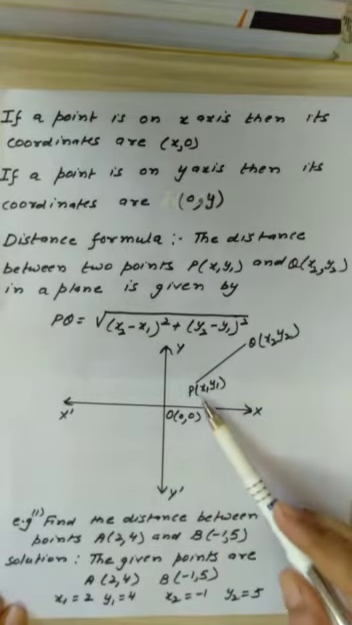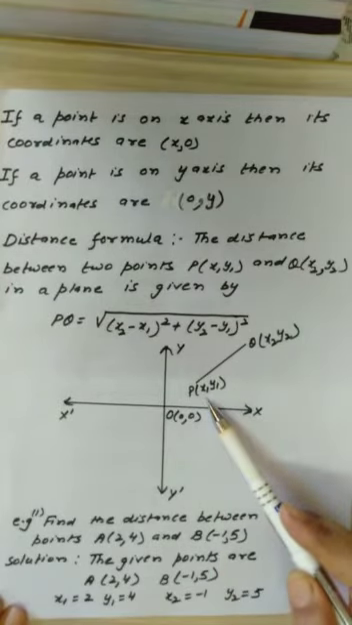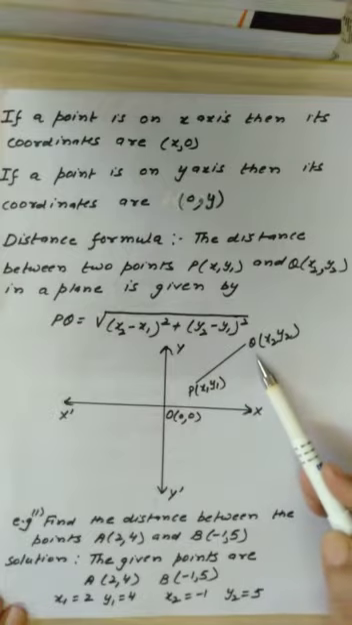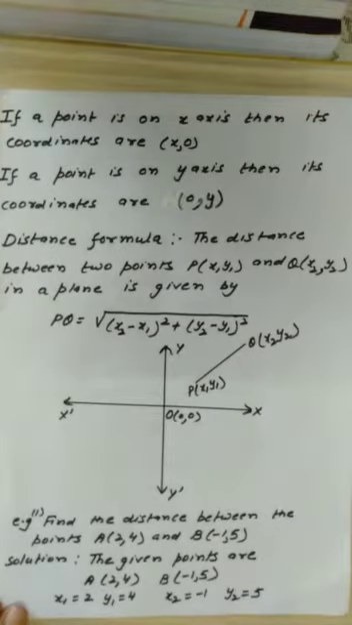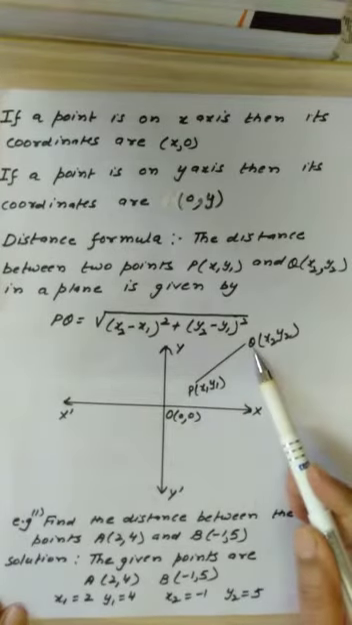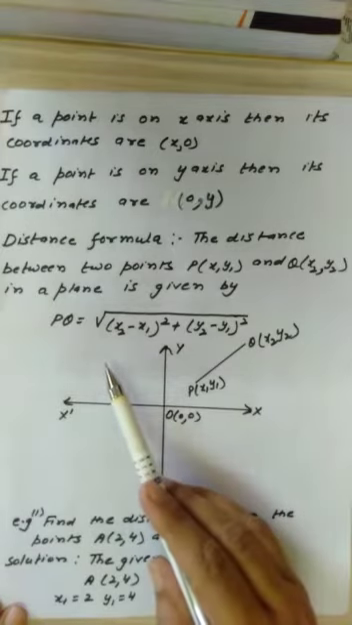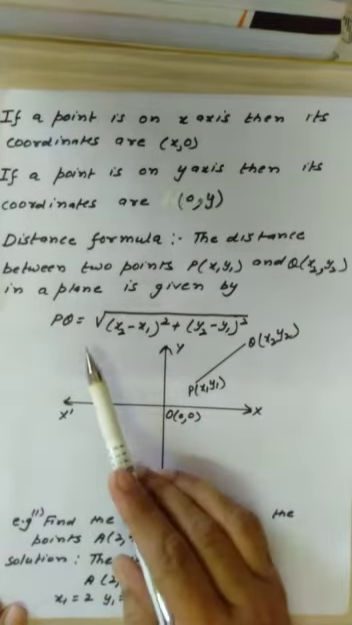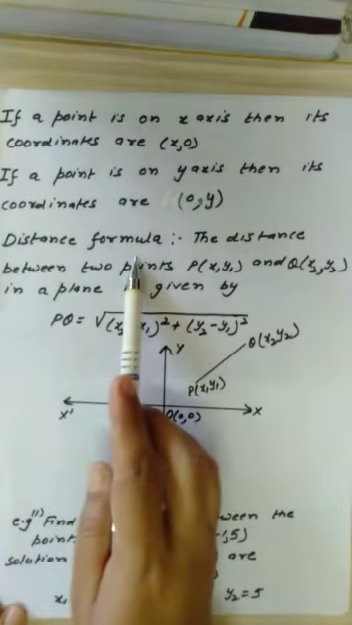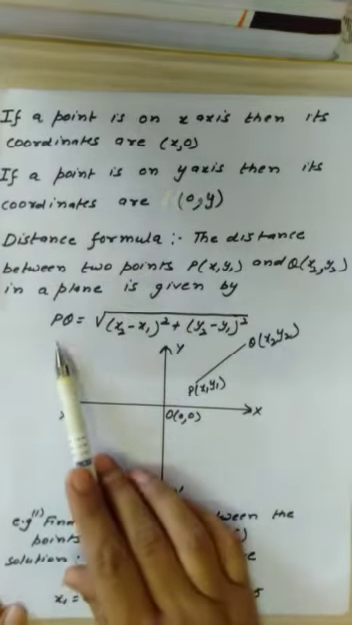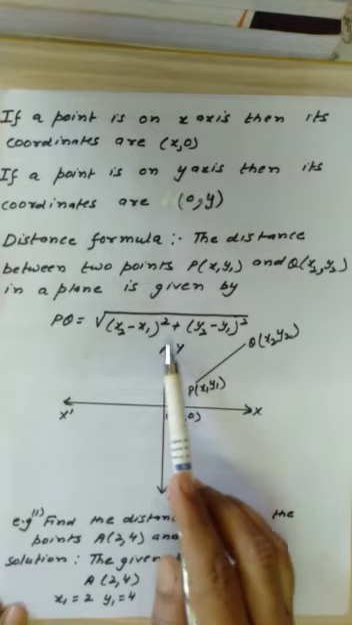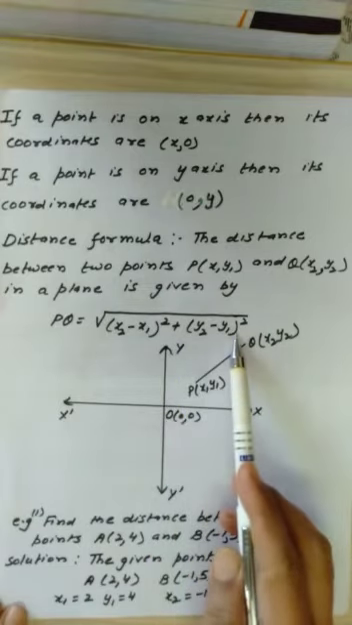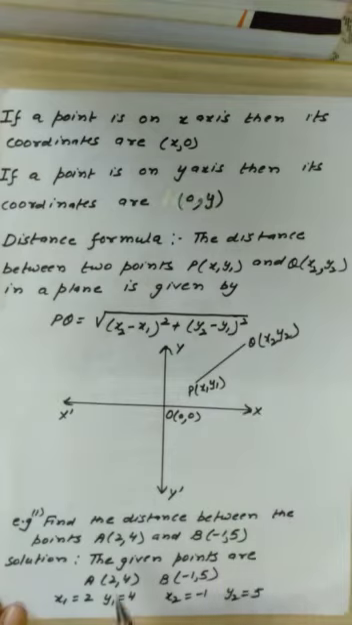If one point is represented with coordinates x1, y1, and another point is represented with coordinates x2, y2, then how do we find the distance between these points P and Q? The distance between the points P and Q is calculated with the help of a formula known as the distance formula, and it is given by PQ is equal to square root of (x2 minus x1) whole square plus (y2 minus y1) whole square. Let's understand this formula with the help of examples.